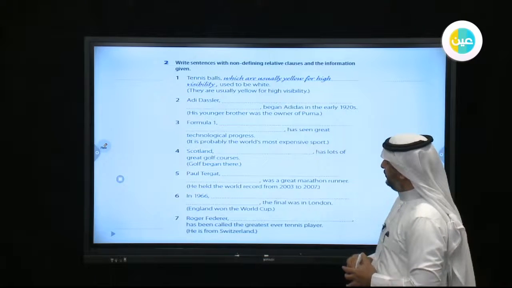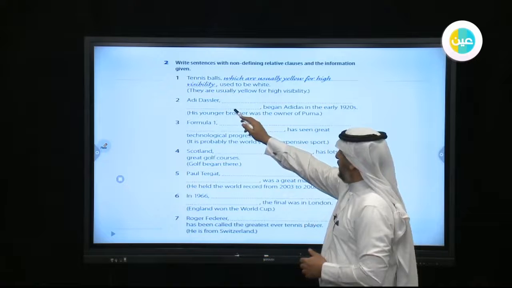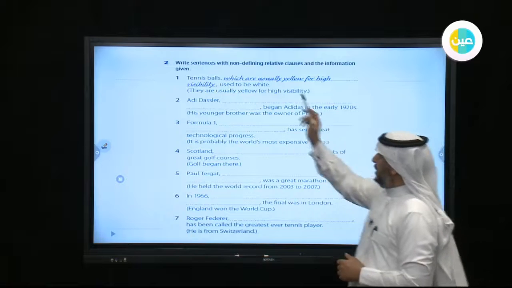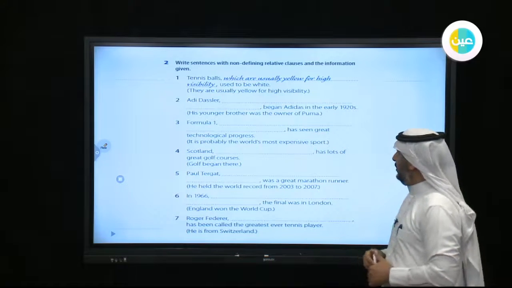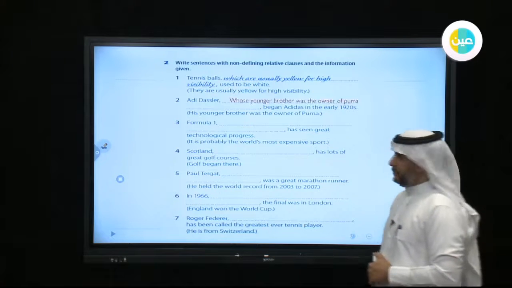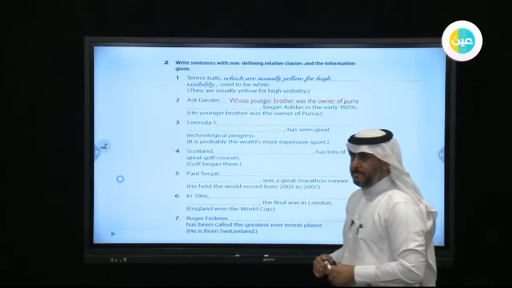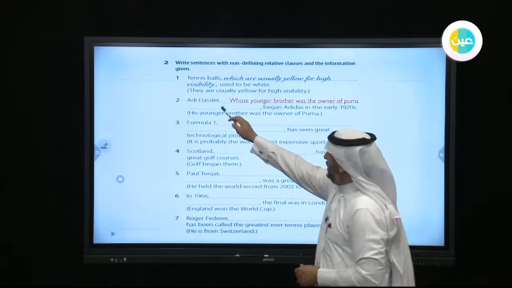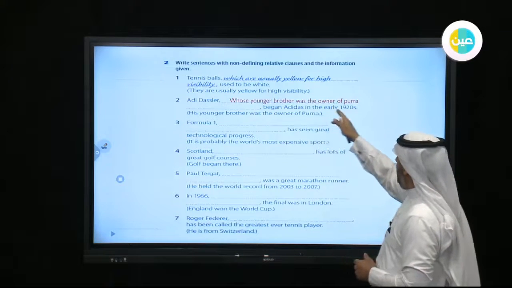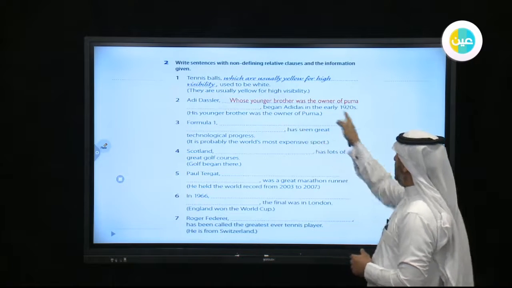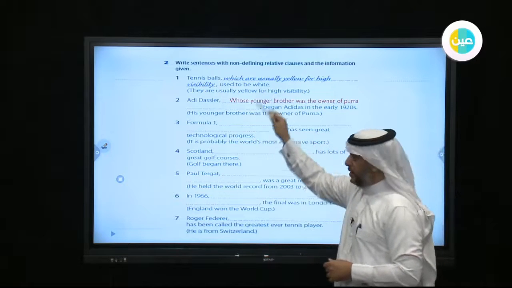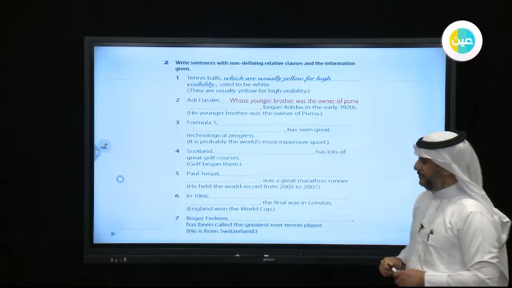Look at number 2. Adi Dassler began Adidas in the early 1920s. His younger brother was the owner of Puma. How can we solve this sentence? Look at the answer. Adi Dassler, whose, because it is possession, whose younger brother was the owner of Puma, began Adidas in the early 1920s. Okay, this is the answer. We used whose. Whose is called a relative pronoun.